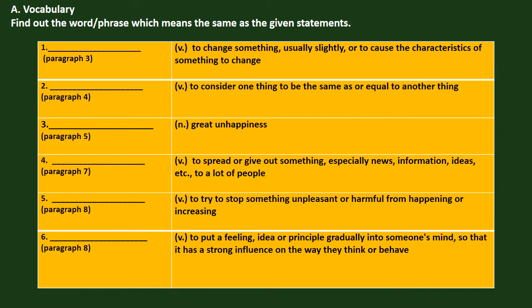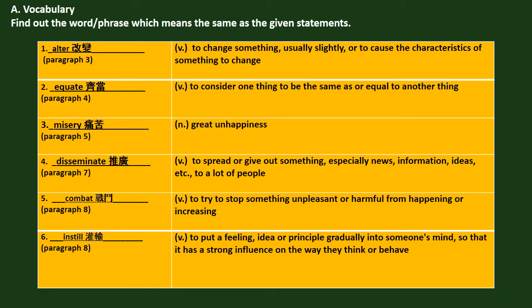Vocabulary. Now try to scroll back to the video before and find the words that correspond to the descriptions on the right. The answers are 1. Alter, 改变, to change something, usually slightly, or to cause the characteristics of something to change. 2. Equate, 齊當, to consider one thing to be the same as or equal to another thing. 3. Misery, 痛苦, great unhappiness. 4. Disseminate, 推广, to spread or give out something, especially news, information, ideas, etc., to a lot of people.